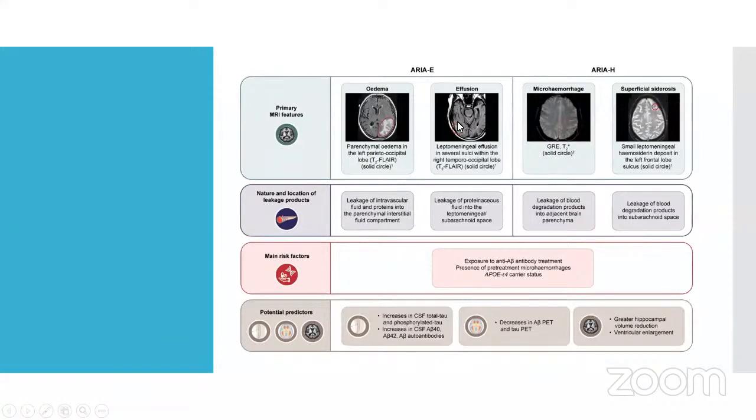And here is the effusion. So if the patient develops this, we call it ARIA-E. And here also, there is a microhemorrhage or hemosiderosis, superficial siderosis. This is what we are going to see on the MRI images.